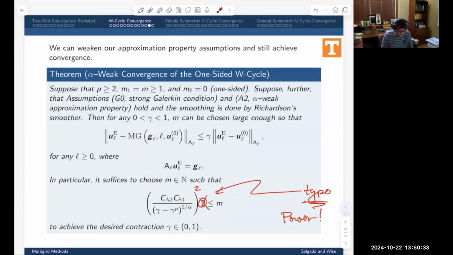Now what happens as I take the 1 over alpha power of this number here? This number is small, but when I divide by it, it becomes a large number. So this number is overall small, but if say alpha is equal to a half, then this means square that result, so it becomes even smaller. So again, we're winding up with the fact that it may require more smoothing iterations to achieve a contraction factor that we desire. But we can eventually get there, even if we have this weaker alpha-weak approximation property.